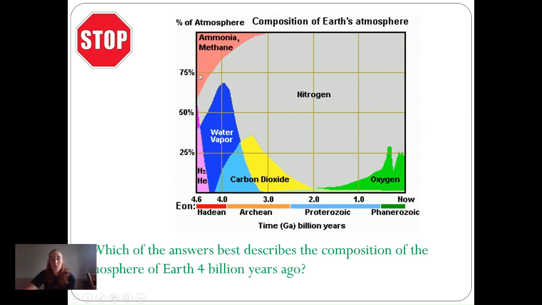And then this is looking at the total composition of the atmosphere in terms of what gases you can see in the atmosphere. So the first question is, which of the answers best describes the composition of the atmosphere of Earth 4 billion years ago? What you need to do is look here vertically at 4 billion years ago and then decide the distribution of the gases that you see in the answers for the question.